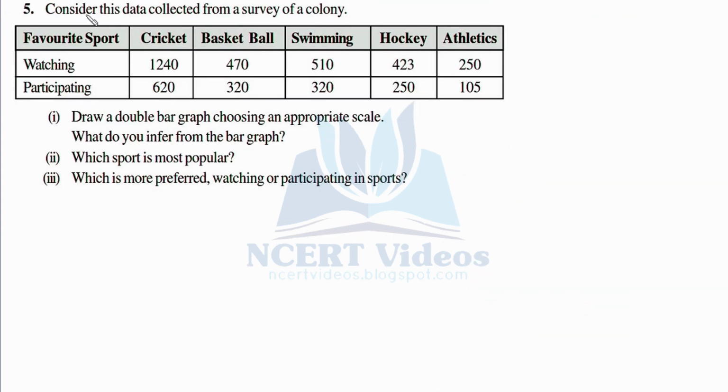Question fifth. Consider this data collected from a survey of a colony: cricket, basketball, swimming, hockey, athletics, for the particular sport we are watching and participating. Draw a double bar graph choosing an appropriate scale. What do you infer from the bar graph? Which sport is most popular and which is more preferred, watching or participating in sports?